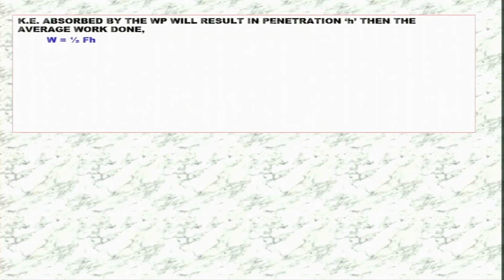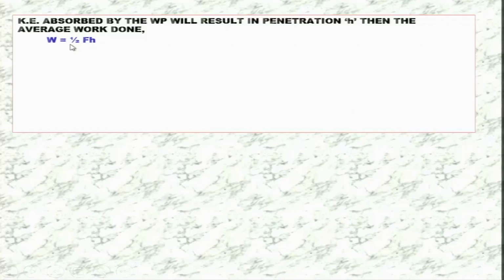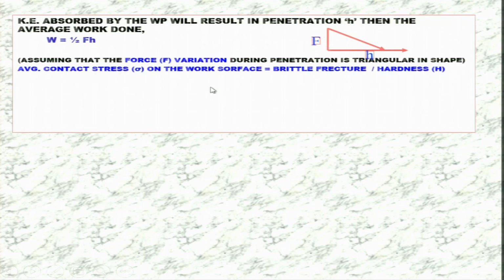Kinetic energy absorbed by the workpiece will result in penetration h. Then the average work done will be equal to how much? Half F is the force, h is the movement, that is the depth of penetration. So the work done will be half F h, where F is the force and h is the depth. We assume that the force variation during penetration is triangular in shape, because initially it will be maximum and at the end it will be 0.